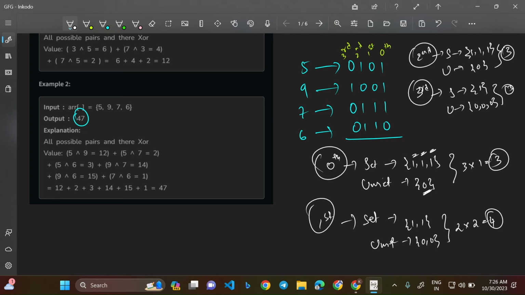Now at 0th column, we have 3 pairs, right? We have 3 pairs. What is the result? That is basically nothing but 2 power 0. That is 2 power 0 into these 3. 3 into 2 power 0, that is actually equal to 3.